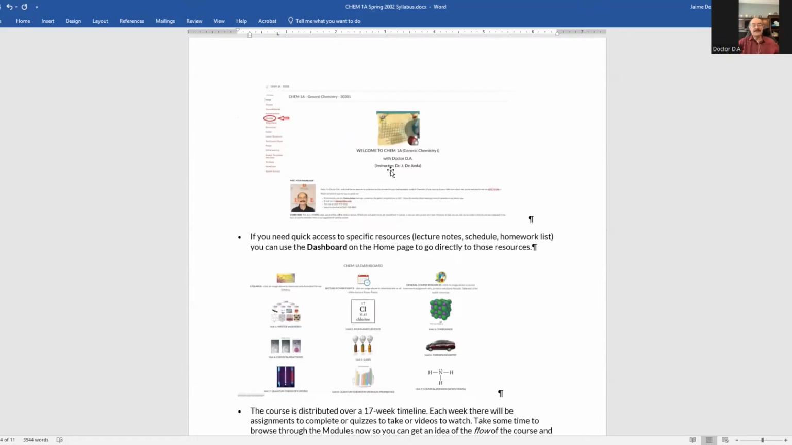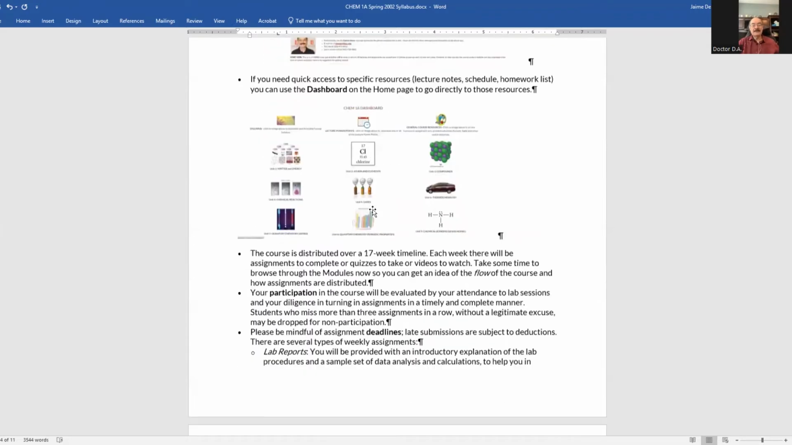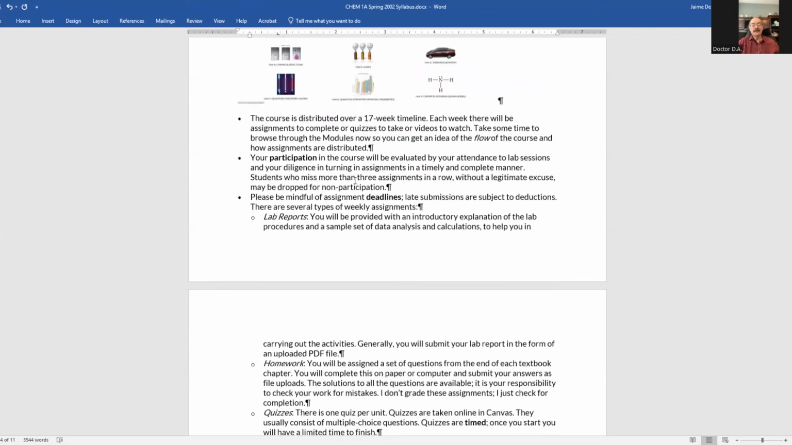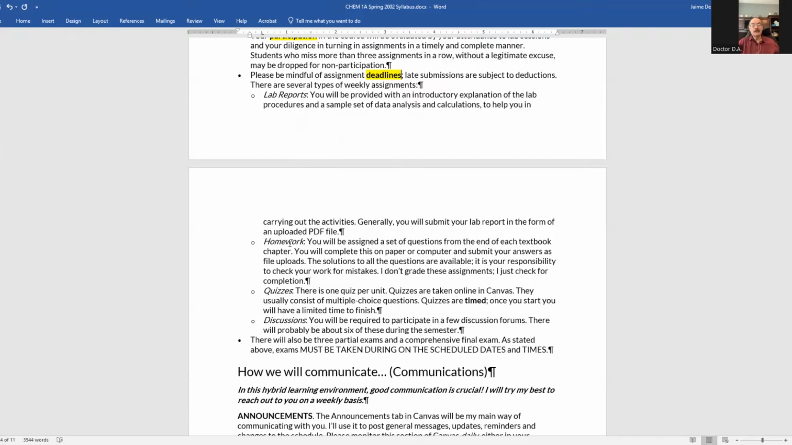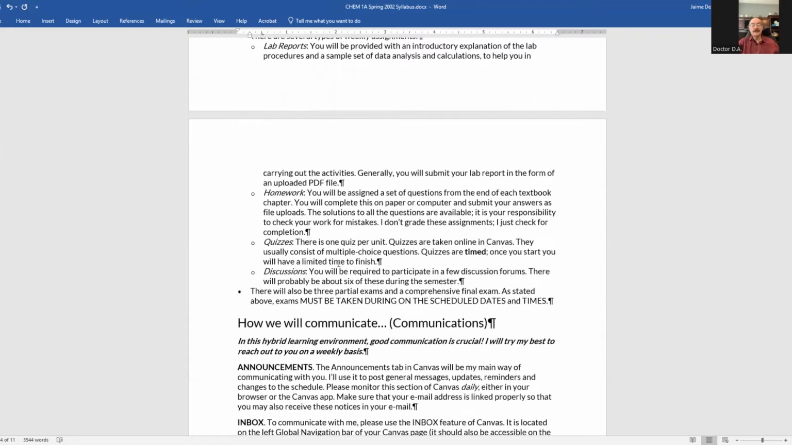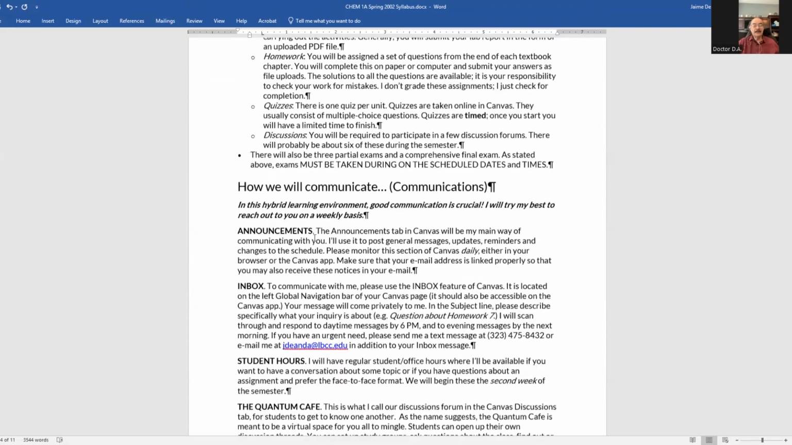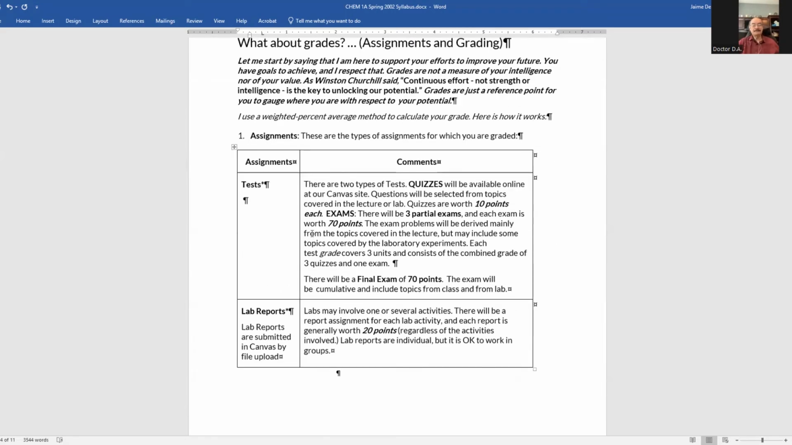This is how you access some information about how to access the different materials and make sure that you understand that you are expected to be present for the labs. And also you're expected to turn in your assignments. Please be mindful of deadlines for the different kinds of assignments. So we have different kinds. We have lab reports, we have homework, we have quizzes, and we have discussions. Now, let me talk about it a little more. I'm going to jump here and I'll come back.